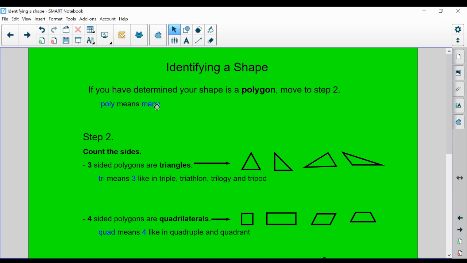Poly means many, so many sides, many angles. That's what a polygon is. But which one? For the number of sides that a shape has, that determines the name. And there's many different amounts of sides, so therefore there's many different names of polygons. The polygon with the smallest amount of sides is a triangle. It has 3 sides, and tri means 3, like in triple, triathlon, trilogy, and tripod.